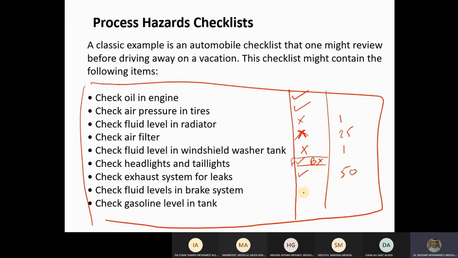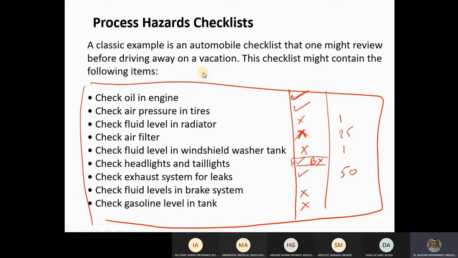Check fluid levels and brake system. You have a problem here. You need to change it. Gasoline level in tank. You have a problem. To be honest and show that you're a good person, right? And you need to put some of them yes and some of them no. Sorry, I don't mean to teach you something like that. It's not good. So what I'm trying to say is this is just a checklist, okay?